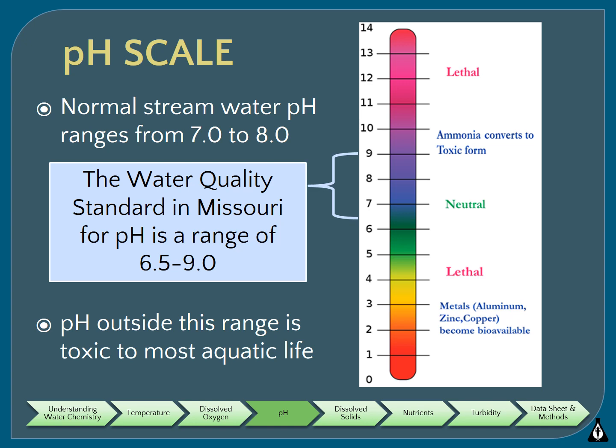Normal stream water ranges from a pH of about 7 to 8. And in Missouri, our water quality standard for pH has a range of 6.5 to 9. And this is due to the underlying geology that we have in much of Missouri, that is the karst geology. It acts as a buffer for pH. Generally, pH outside of this range is going to become toxic to most aquatic life.